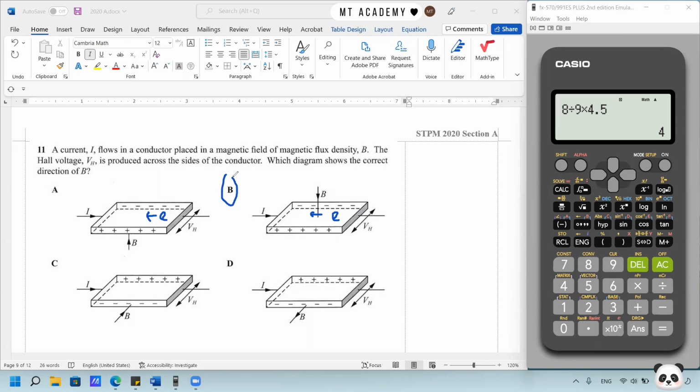In this case, there will be a magnetic force pushing the electron in the upward direction when the magnetic field is pointing downward. Now we proceed to question 12.